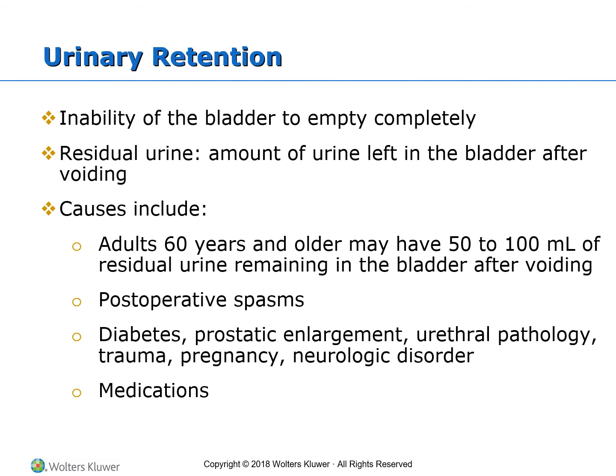Urinary retention is something that does occur, and it's whenever the bladder does not completely relieve itself of urine. In adults older than 60 years of age, 50 to 100 milliliters of residual urine can remain after each void, and that's because of the muscle not being as strong as it used to be, so they're not able to push all of that urine out and empty the bladder completely.